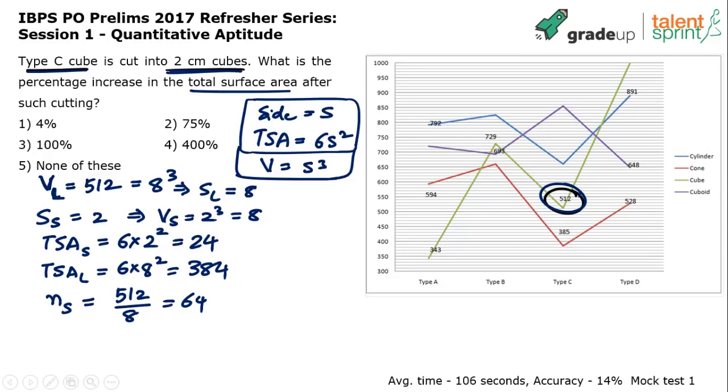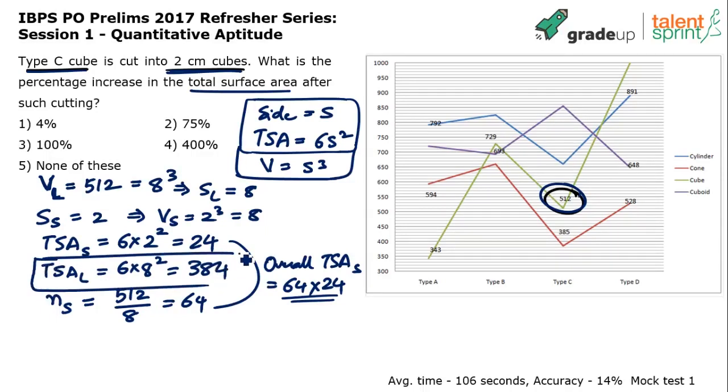Now to find out the total surface area of all the cubes together, you should multiply these two values. You getting it? Overall total surface area of the smaller cubes, right? What will it be? See, we have got 64 cubes and each cube has a total surface area of 24 centimeter square. Overall total surface area. So now the two values that you need to focus on are these. The larger cube has got a total surface area of 384. All the smaller cubes put together have got a total surface area of 64 into 24.